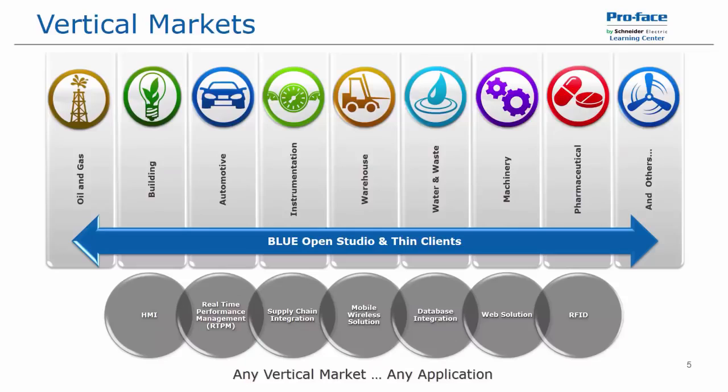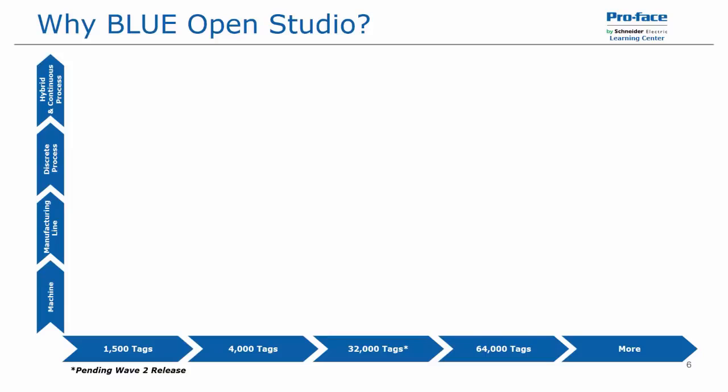Blue Open Studio is suited for multiple applications across any market. For example, for automotive, it could be controlling a stamping press. For pharmaceutical, it could be used for pill production and monitoring. We have 21 CFR Part 11 compliancy. For building, we have environmental control and monitoring. For warehouse, it would be product availability and shipping and receiving dashboards. Essentially, it is any vertical market, any application. The versatility of the software allows it to be used for a wide variety of applications.